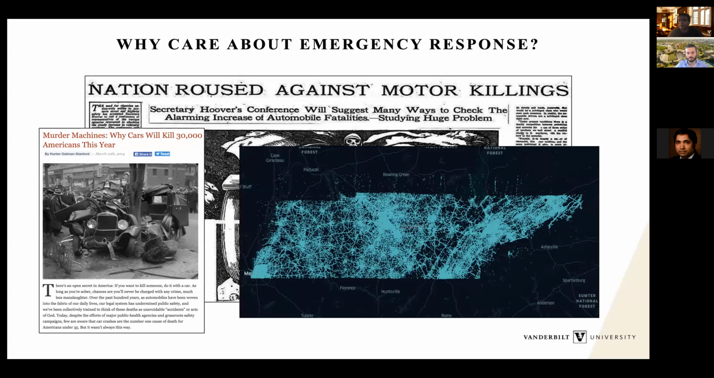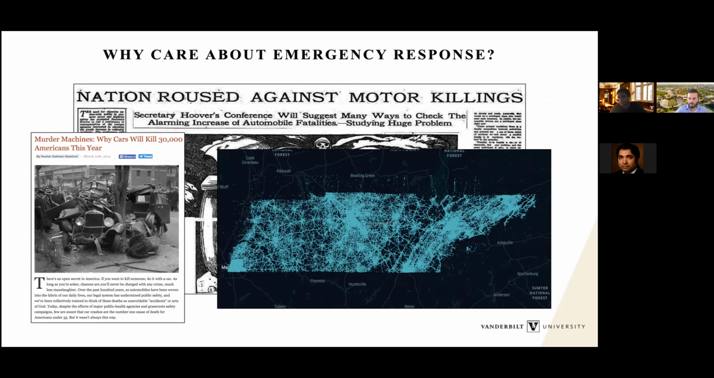This is a map of Tennessee, which is where Vanderbilt is, and we collaborate a lot with first responders and the Department of Transportation. Every green dot that you see, the fluorescent green dot, is a motor vehicle accident. And essentially what you see here is practically everywhere there's a road, there's been an accident. This is aggregated over the last decade. So that's how serious this problem is, and it motivates us to look at this problem from a more principled perspective.